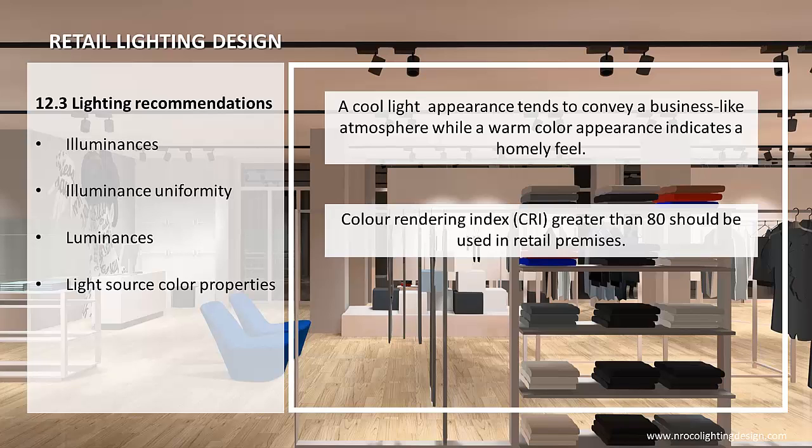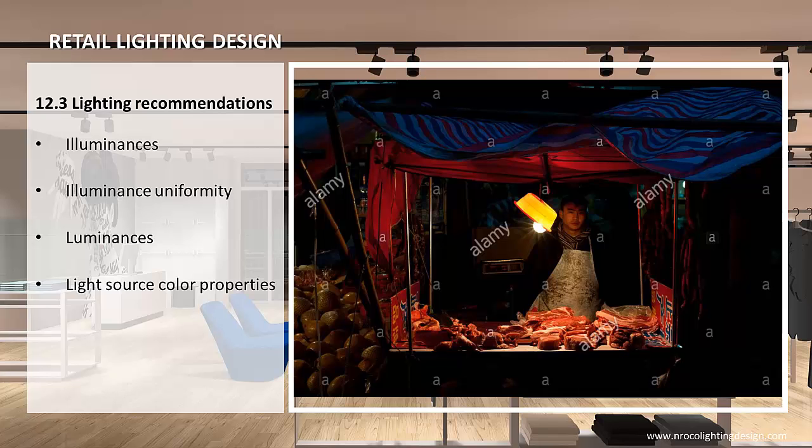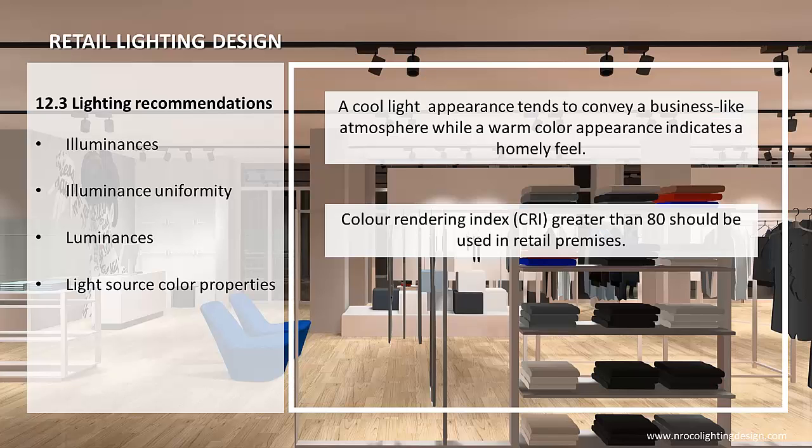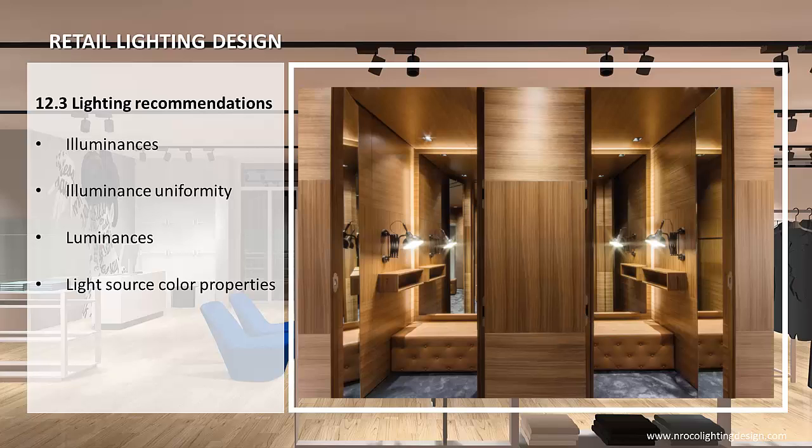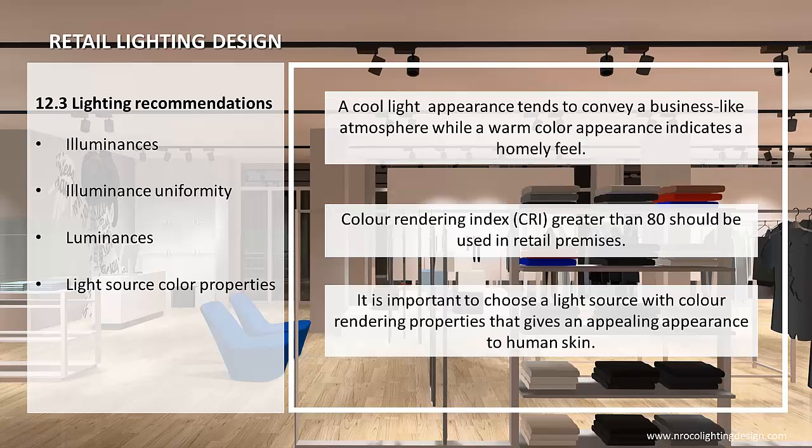For some retailers, there can be a temptation to choose a light source that enhances the appearance of the merchandise. An example is the notorious butcher's lamp, a lamp that exaggerates the redness of meat. This is a temptation that should be resisted. In other shops, it will be important to choose a light source with color rendering properties that gives an appealing appearance to human skin, particularly in areas where an individual's appearance may be closely examined, for example, fitting rooms. While the CIE General Color Rendering Index is a useful guide, the final choice of light source is best made by viewing the lit objects of interest.